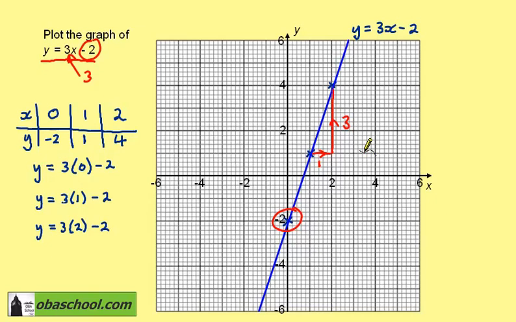The numbers 3 and minus 2 are important features of the graph called the gradient and the intercept, and we'll be talking more about those shortly.